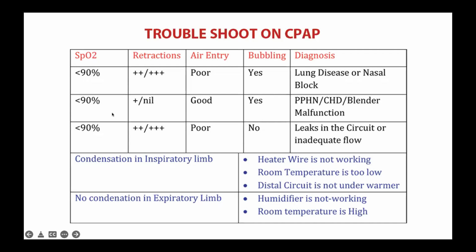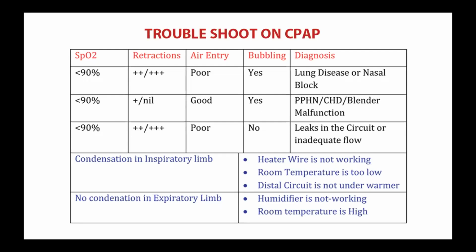If the baby is hypoxic, there are no retractions, air entry is good. That means the pressure is reaching the lung and bubbling is there. But baby is hypoxic. That means the lung volume is all right, FRC is all right, but oxygenation is not good. When do you get that problem? That problem means there is a problem beyond the lung, which could be a PPHN or a heart disease, or your blender is malfunctioning. You have set 30%, but the blender is giving only 21%. So these are the reasons for hypoxia when there are no retractions and bubble sounds are seen and heard.